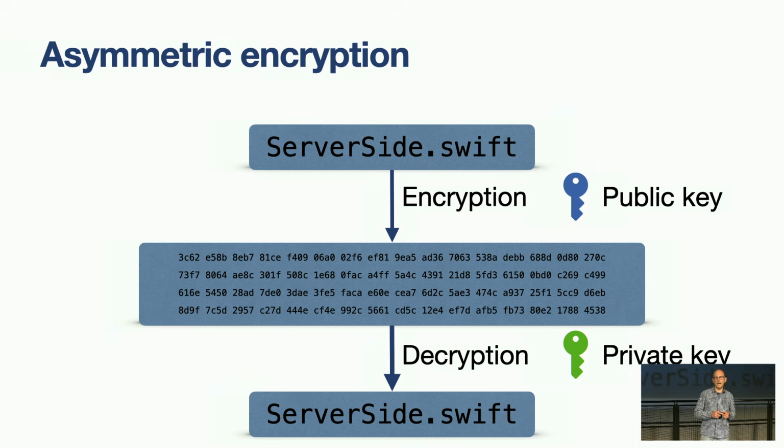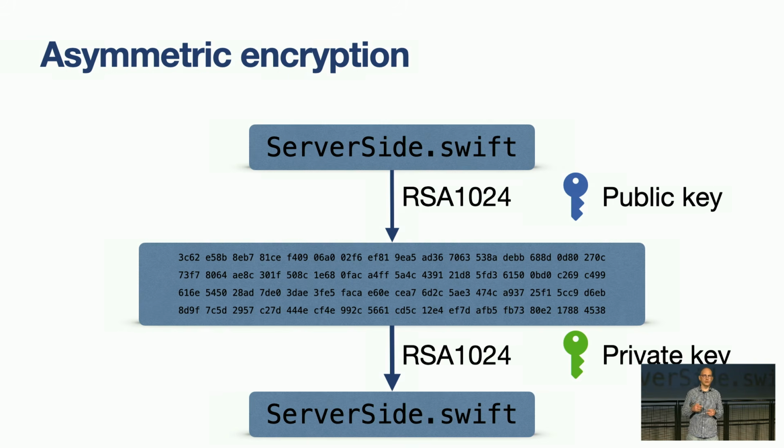One very well-known algorithm there is RSA. We have RSA 1024, which is not considered secure anymore, then 2048 and 4096. Again, this is the key length in bits, and we see here that it's longer than for symmetric encryption, and that usually means that these algorithms are slower and more resource intensive.